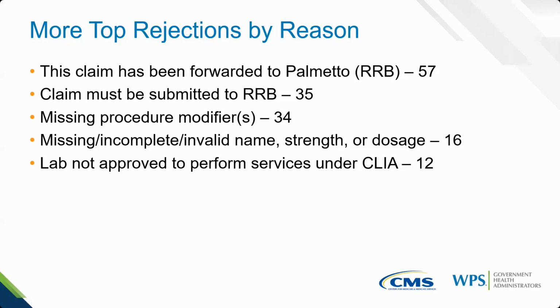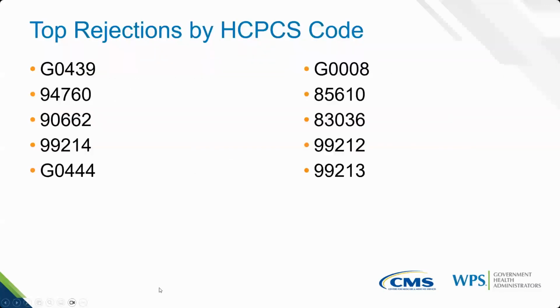Each provider is responsible for letting Medicare know the services, those labs that they're approved to perform under CLIA, which is an acronym for Clinical Laboratory Improvements Act. And again, I will provide a resource for you in just a bit. So not only can we use this tool to identify top rejections and denials by reason, we can also look by the HCPCS or CPT code.